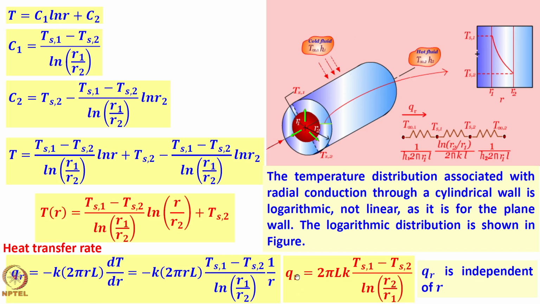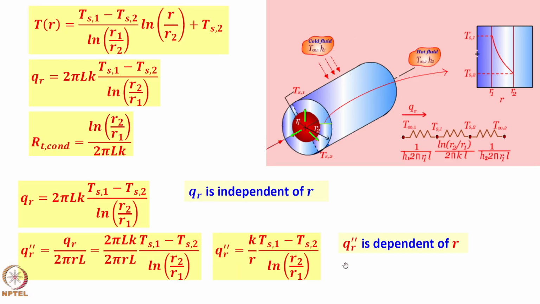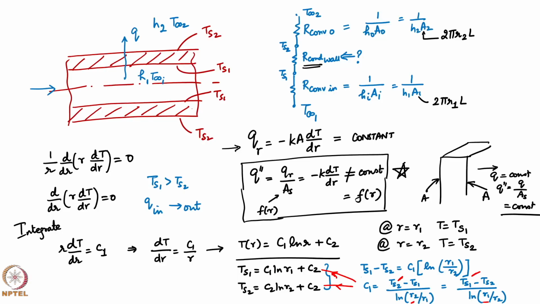What is it? Q is equal to delta T divided by everything else. Now, everything else will have log of R2 by R1 and 2 pi Lk. Everything else should be that. That is what I have put here: log of R2 by R1 into 2 pi Lk. So, once you write this, the conduction resistance will come out to be this. Let me just show that to you instead of talking around here.